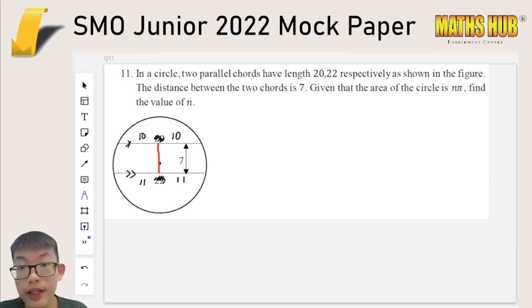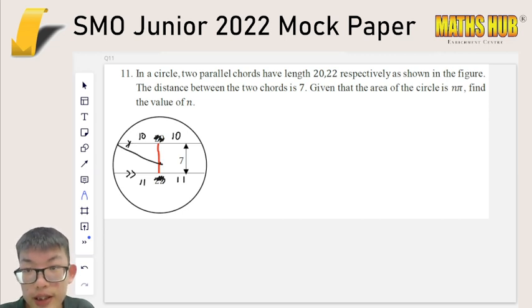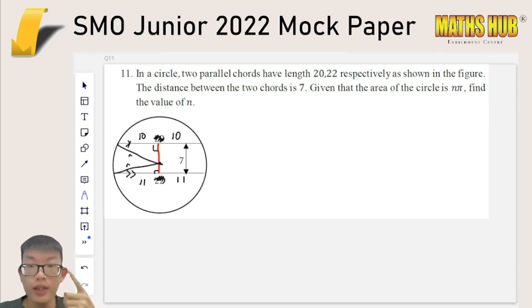Now, I would also like to make use of something that gives me the radius of the circle, since that is after all what we need to find in order to get the area. So I'm going to draw in the radii here and here, which gives me a couple of right-angled triangles, right? This length r. And now I'm going to call these A and B.